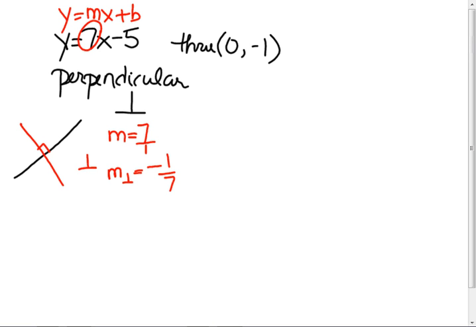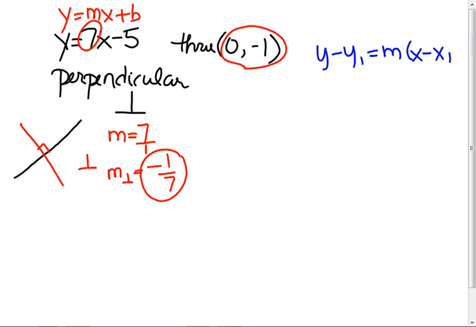Okay? So there's my slope of my new line, and it goes to this. Which one do you want to use? Do you want to use y minus y1? Okay? Because you know what? It always works, no matter what you do. So what's the y value here?